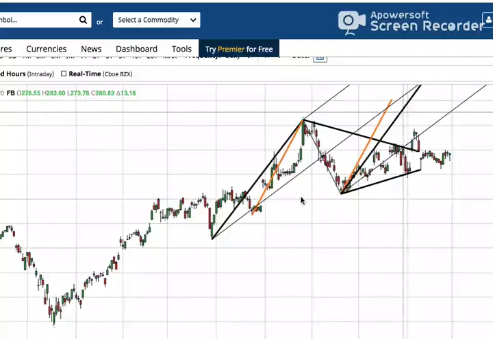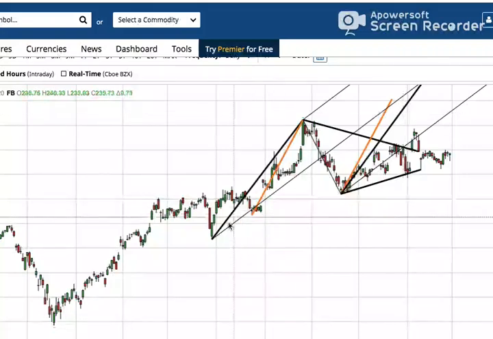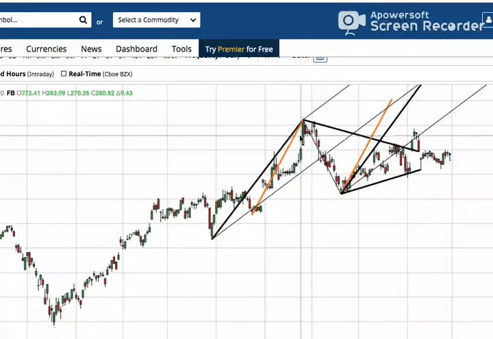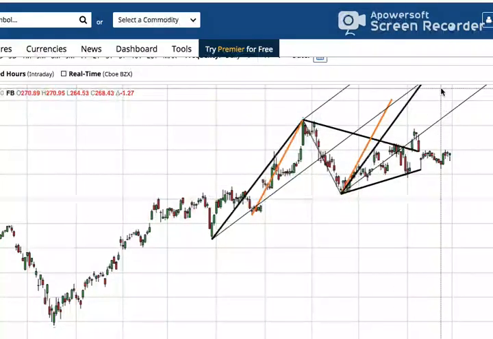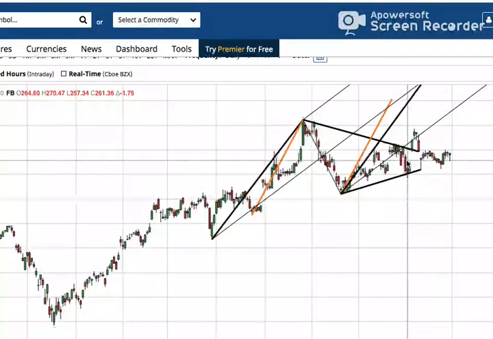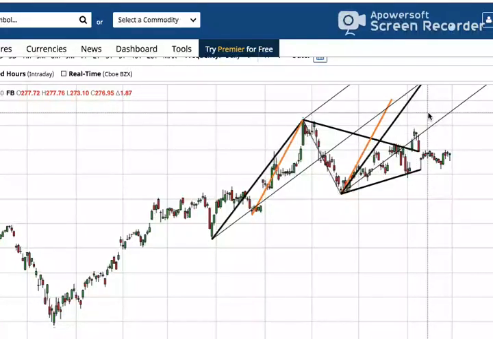A really cool thing is if we form a pitchfork, this is the exact same pitchfork that we formed with Google, right? Same low, same high, same low. And Google hit the median of this pitchfork. So we have a lot of evidence that Facebook is going to reach the median of this pitchfork as well.